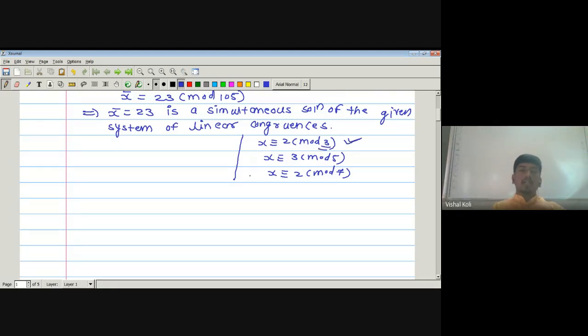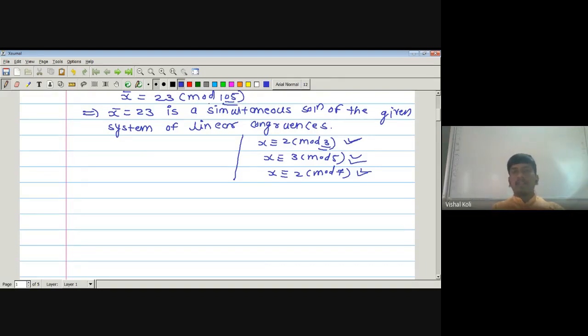Now, second one. 23 minus 3 is 20, and 20 is again divisible by 5. Therefore, second one is also true. 23 minus 2 is 21, and 21 is divisible by 7. Therefore, third one also holds. Therefore, x bar equal to 23 is a simultaneous solution since it holds for all the linear congruences at a time, and it is unique under this 105.